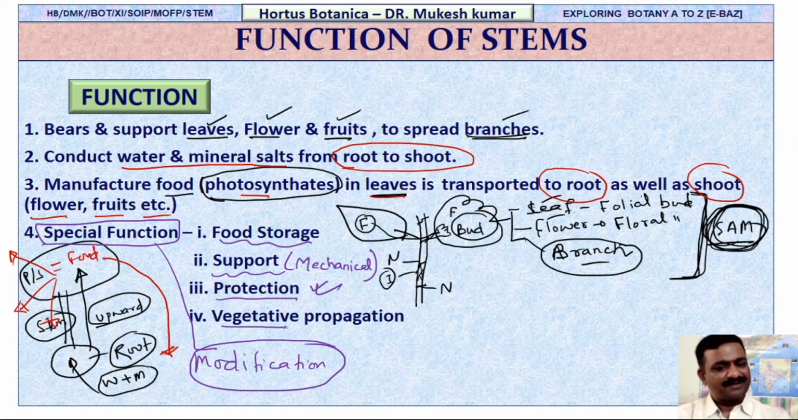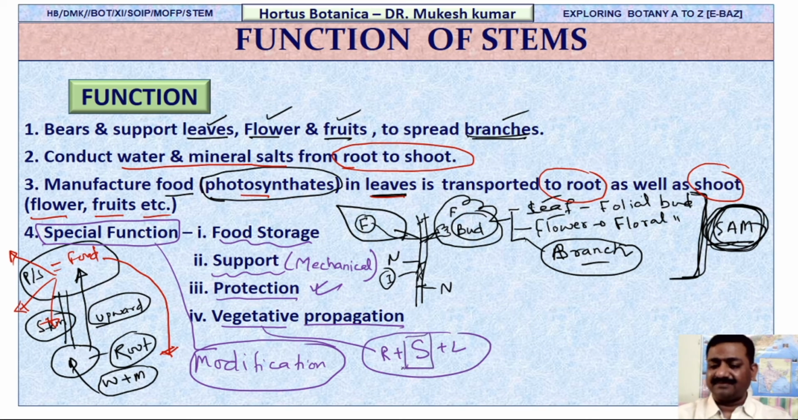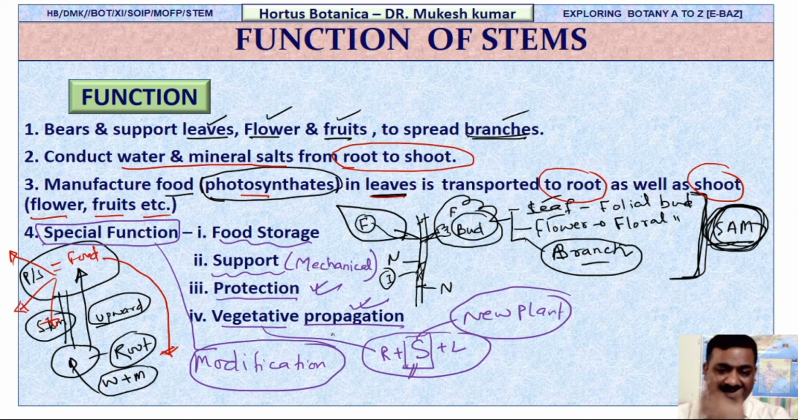And the last, vegetative propagation. You all know vegetative means, yes, root, stem and leaf. These are the vegetative parts, and here the stem is going to give rise to a new plant. So if you are getting a new plant from a stem, this is called propagation of a new plant from the vegetative part, that is here the stem. So it's called vegetative propagation. So this is all about the functions of a stem. We have 4 functions, along with this special function, that is modification, isn't it?